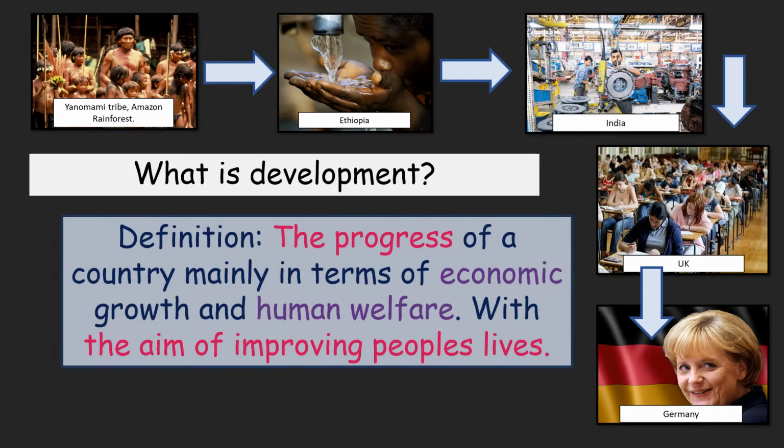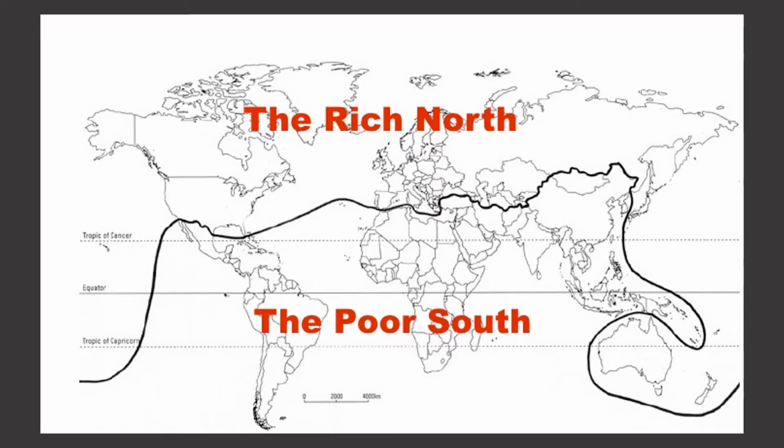Development means the progress of a country, mainly in terms of economic growth and human welfare, but it can also look at ideas of the use of technology and environmental quality. But the aim is always improving people's lives. All countries are on a journey of improvement and no country has arrived. We need to be able to measure development so we can tell how far along this journey of progress we are and to set goals of how to improve.